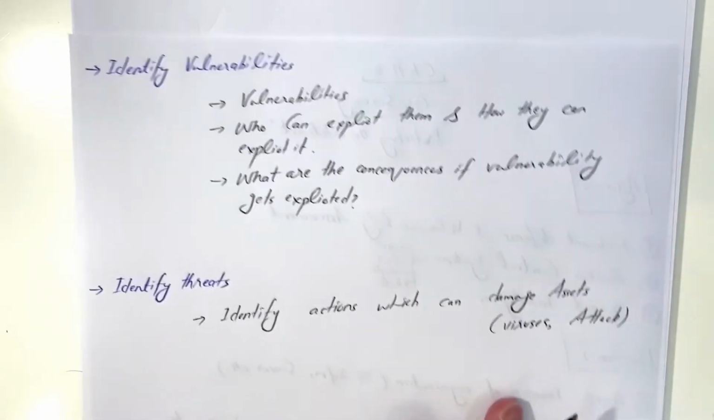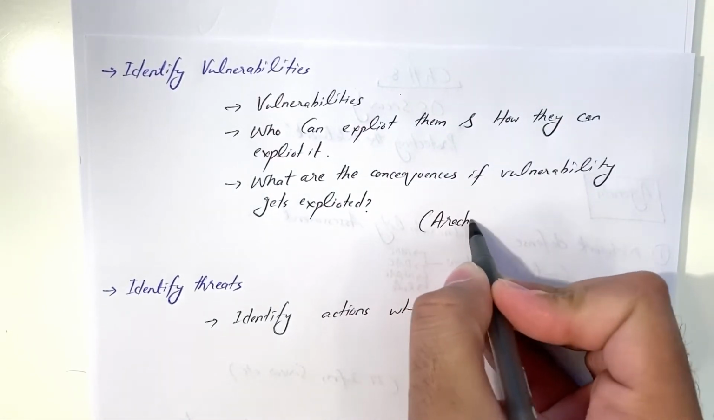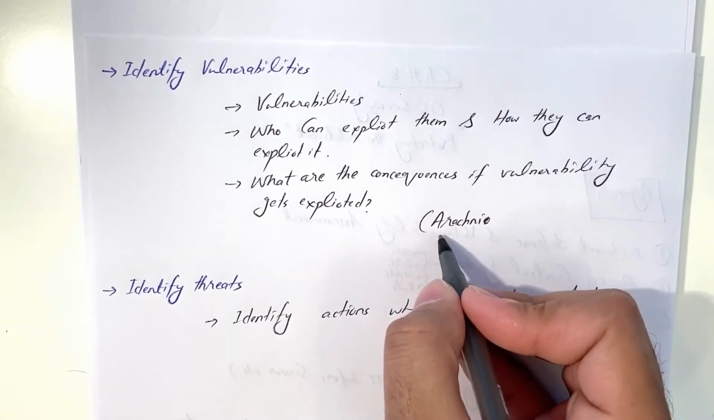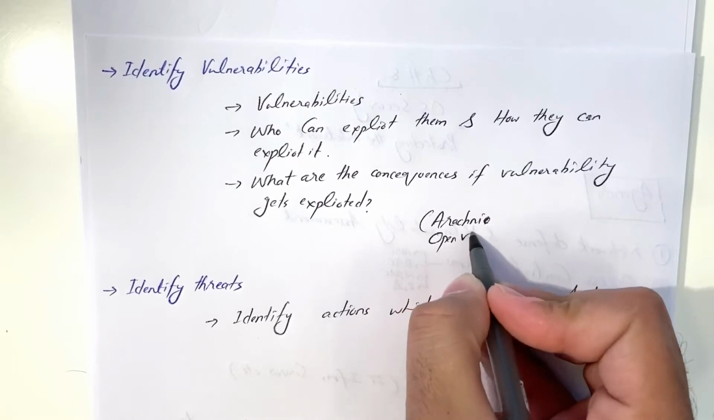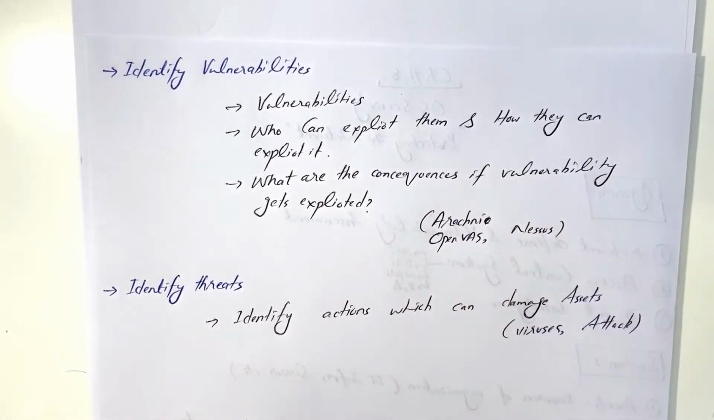To identify vulnerabilities, we use different kinds of tools. One of the tools is Arachne. Another tool is OpenVAS. There is another tool, Nessus. There are plenty of tools through which you can find the pre-existing vulnerabilities. Of course, we cannot find zero-day vulnerabilities, but we can use these tools to avoid the existing attacks.